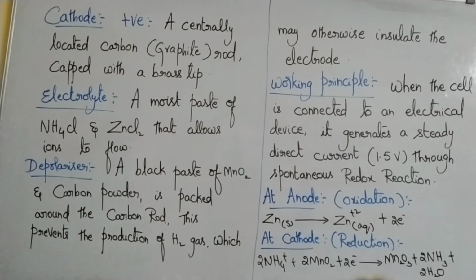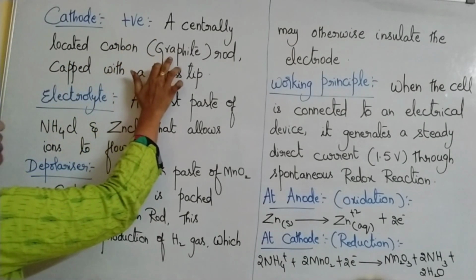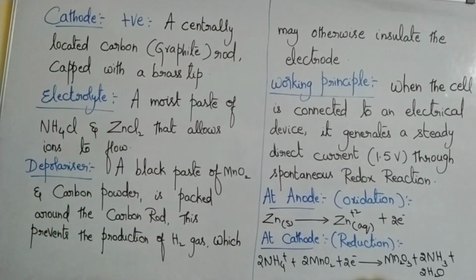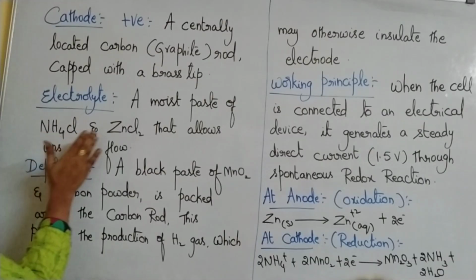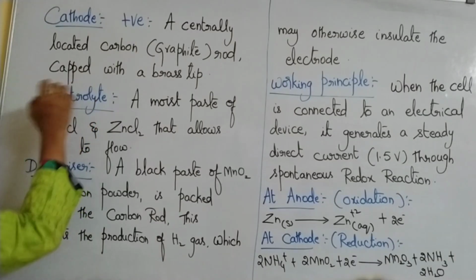So here cathode is what? Cathode is a positive terminal. Which one will act as cathode here? Centrally located carbon or graphite rod capped with a brass tip is used as cathode. And then electrolyte. Electrolyte is the moist paste of ammonium chloride and zinc chloride that allows ions to flow. So this paste acts as electrolyte.